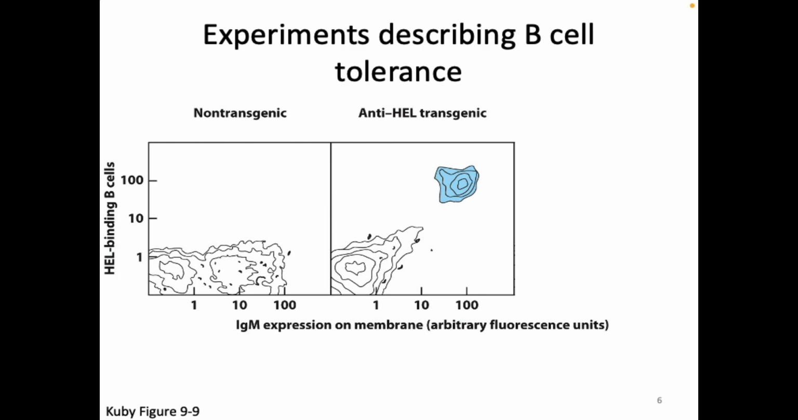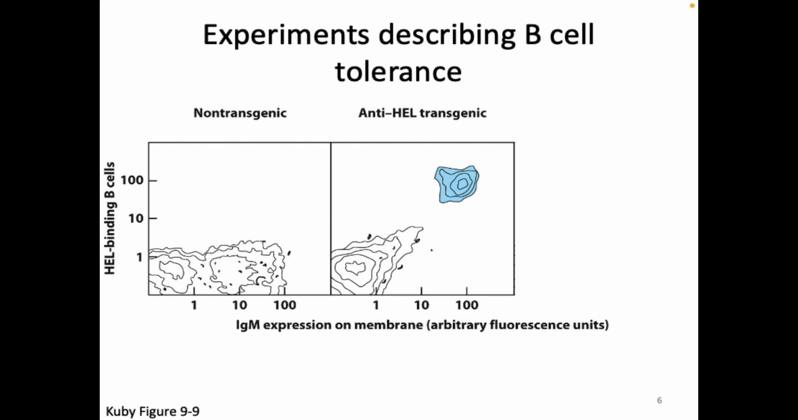Yeah, Brian. They're going to have non-B cells still, but they're going to have no B cells because all the B cells should recognize HEL and they should have been deleted. So this is what they were expecting to see in their experiment.